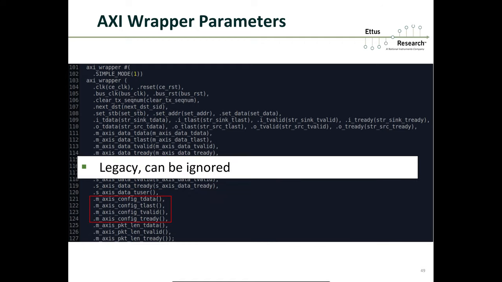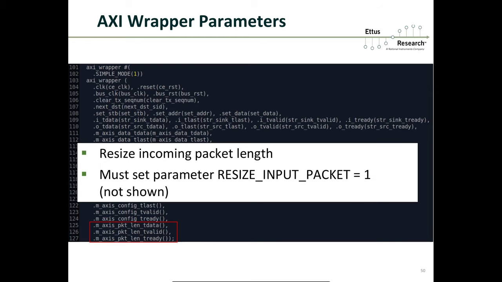Next, we have these sort of axis config signals. Those can be ignored. Those are legacy. And we have these axis packet length signals. This is for resizing the incoming packet length. Note that if you need to use this interface, you need to make sure to enable resize input packet as a parameter into AxiWrapper. Otherwise, they aren't used.